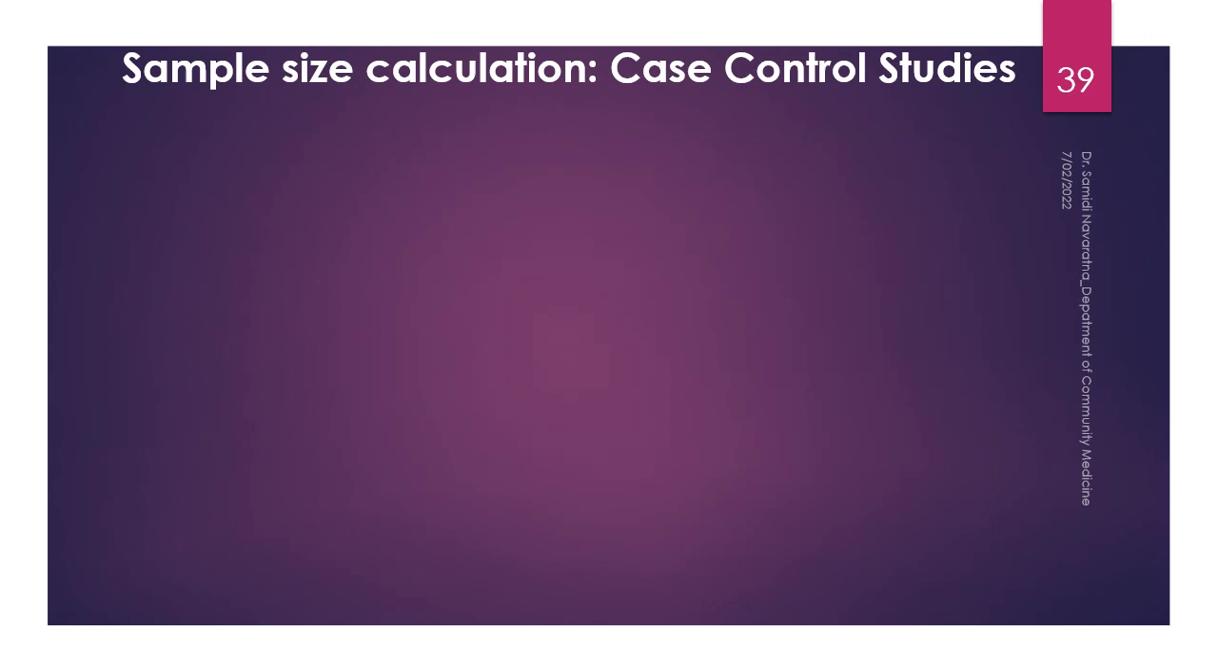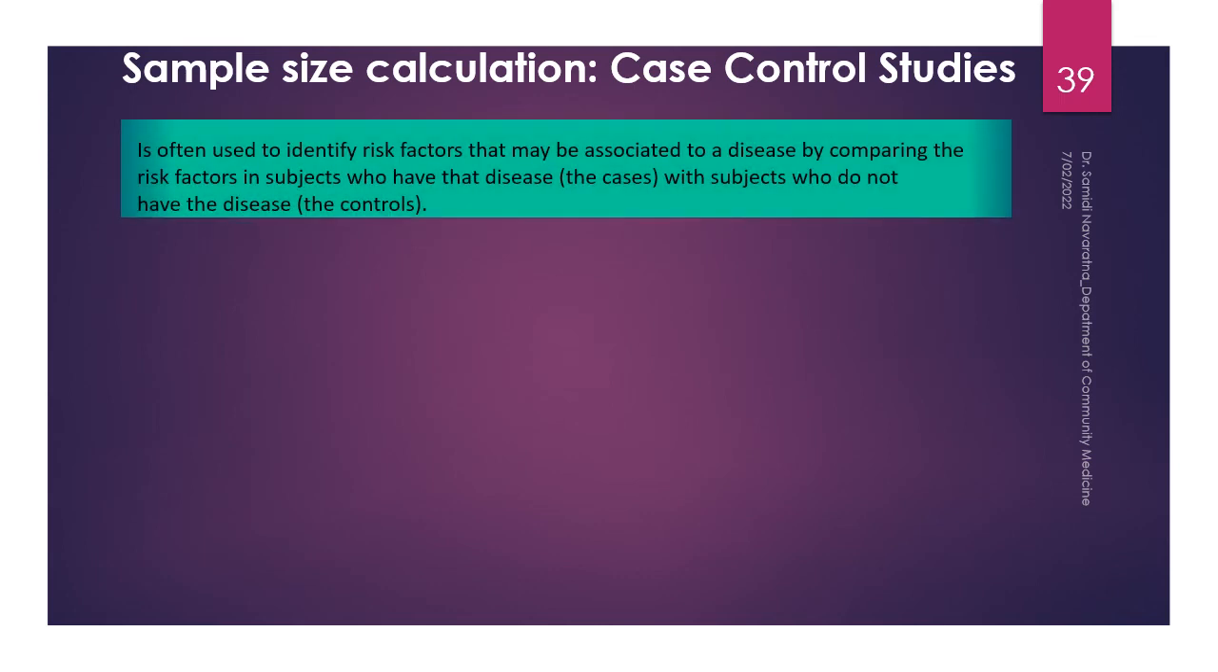So, how do we calculate the sample size for case control studies? As you know, we use case control studies to find the risk factors that may be associated with the disease. How do we do that? We compare the risk factors in subjects who have the disease, that is the cases, with the subjects who do not have the disease, that is with the controls.